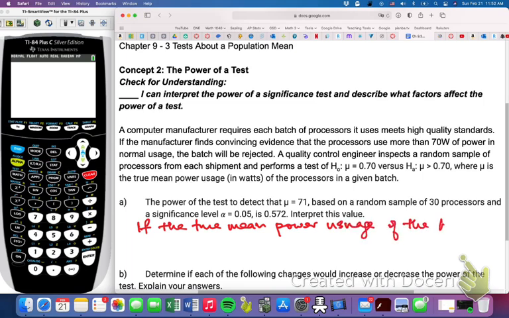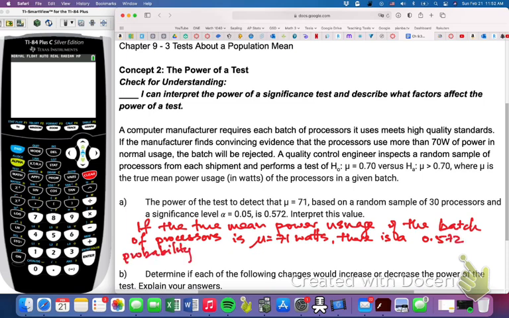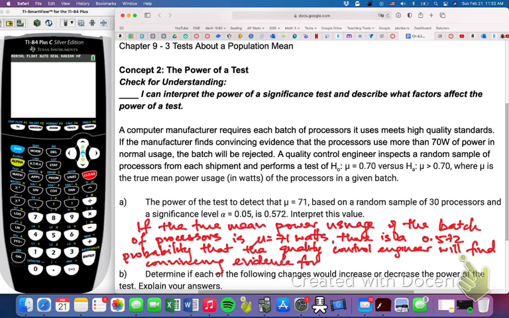To answer this question, you have to state that if the true mean power usage of the batch of processors is indeed mean equals 71 watts, then there is a 0.72 probability that the quality control engineer will find convincing evidence to reject the null in favor of HA, the alternate hypothesis where the mean is greater than 70.